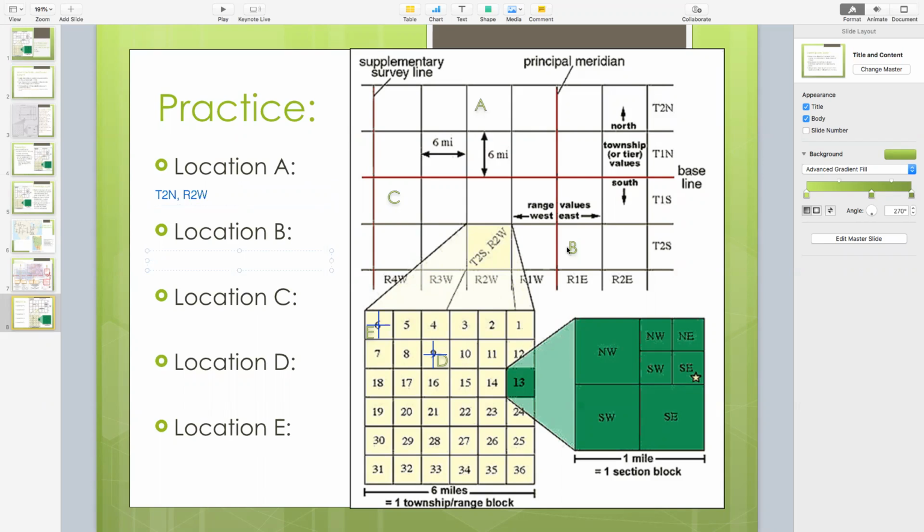If we're going to look at B, B is over here. I'm going to first find my baseline, and count how many we are from our baseline. We are 1, 2 south of our baseline. So I'm going to do Township 2 South. Then how far are we from our meridian? Well, we are just 1 from our principal meridian. So I would do Range 1, and we moved east. So B is located in Township 2 South, Range 1 East.